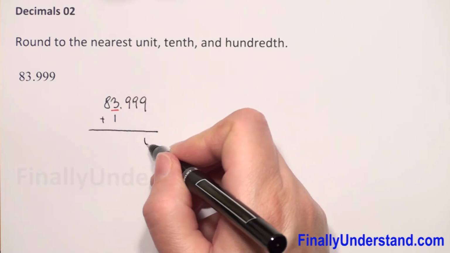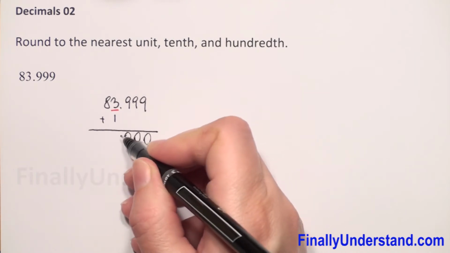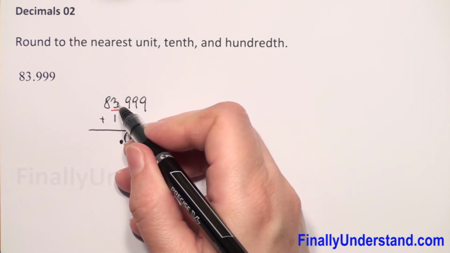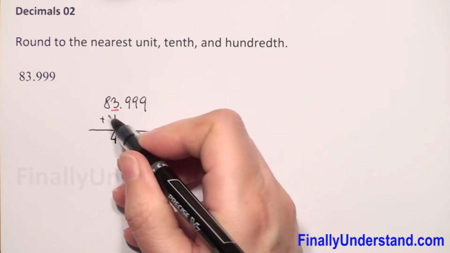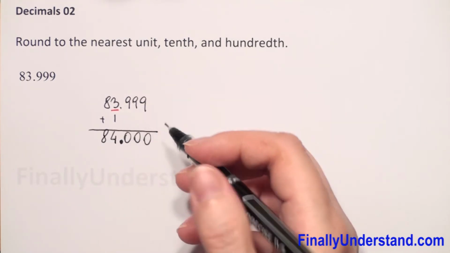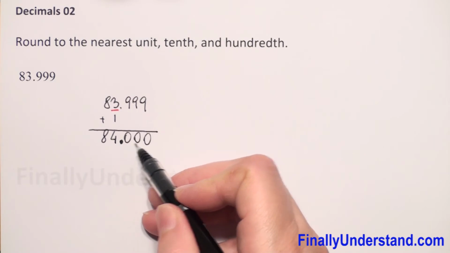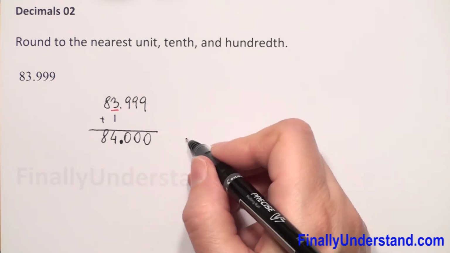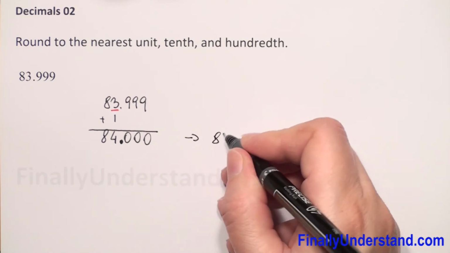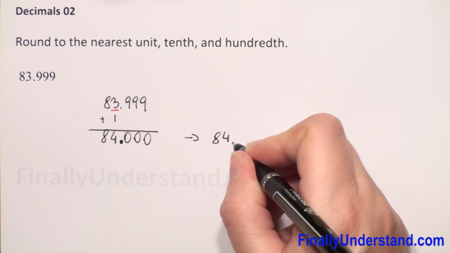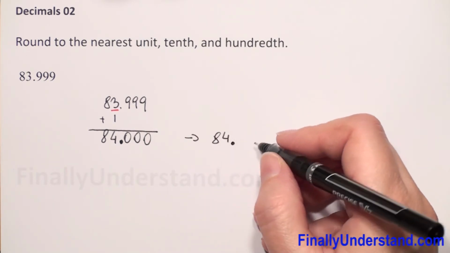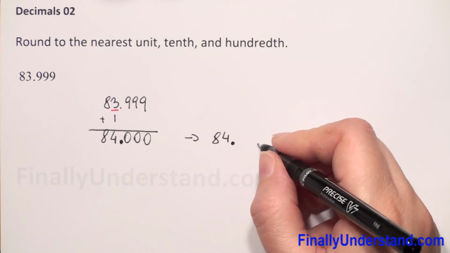So we have 0, 0, 0, the decimal point we need to copy, and now we have 3 plus 1 is 4, and we have 8. And these zeros after the decimal point we don't need to write. So we have 84 point, the decimal point we can copy. This was rounding to the nearest unit.